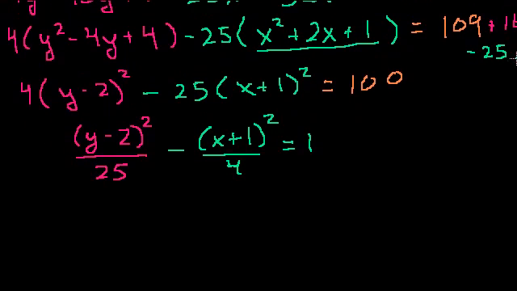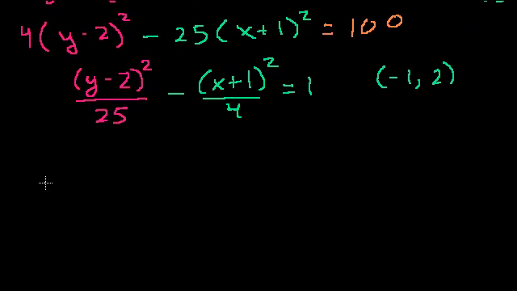Now let's graph this hyperbola. So the first thing we know is where the center of this hyperbola is. The center of this hyperbola is at the point x is equal to minus 1, y is equal to 2. And let's figure out the asymptotes of this hyperbola.